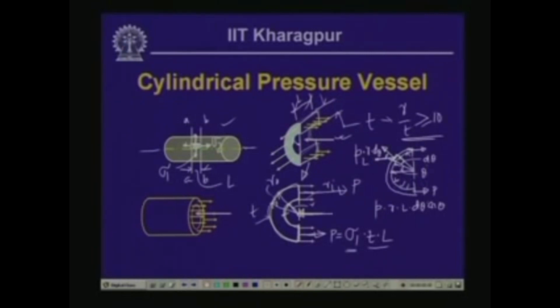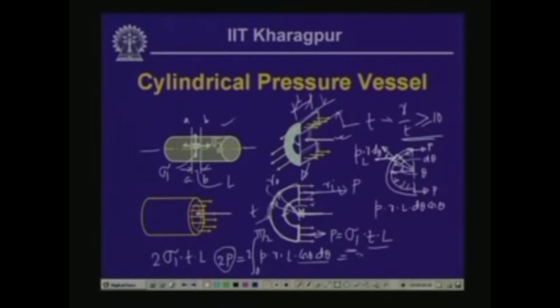This is acting over the whole of this segment. This side we have P, this side also we have P. So twice P is equal to the integral; if we integrate from 0 to 90 degrees for the two halves, 2 times the integral from 0 to pi by 2 of P R L cos theta d theta. The integral of cos theta d theta is sin theta, which equals 1. So this is twice P R L, and P is equal to sigma 1 T L. So in place of P we can substitute 2 sigma 1 times T times L.